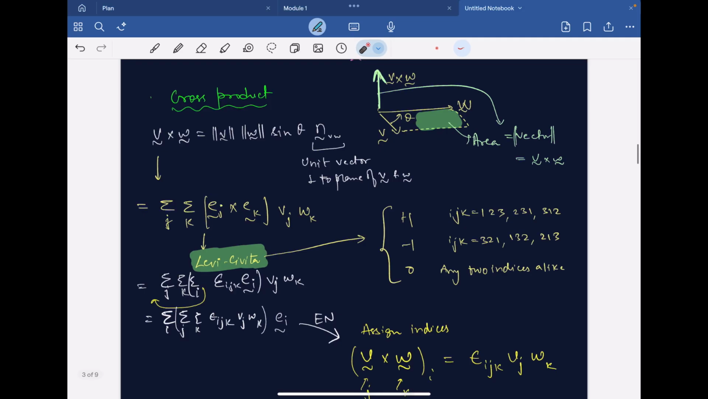You might also see this version in the textbooks instead: epsilon_jki e_i. But these two are the same. We'll see in a moment because they involve two permutation changes that yield the same thing. So you may see either this or that.